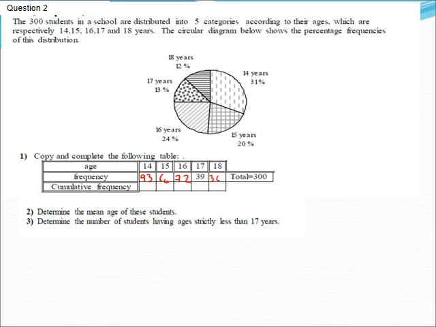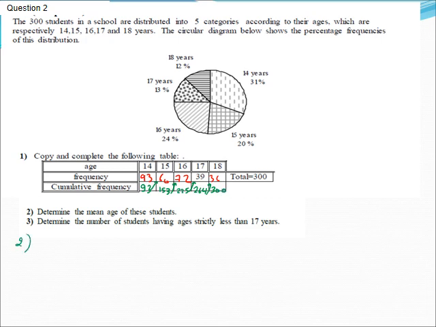Now cumulative frequency. Cumulative frequency is first one 93 plus 60 is equal to 153. 153 plus 72 is equal to 225. 225 plus 39 is equal to 264. 264 plus 36 is equal to 300.